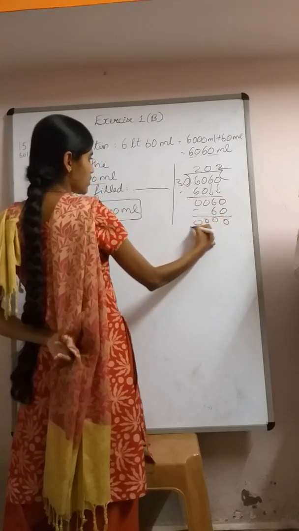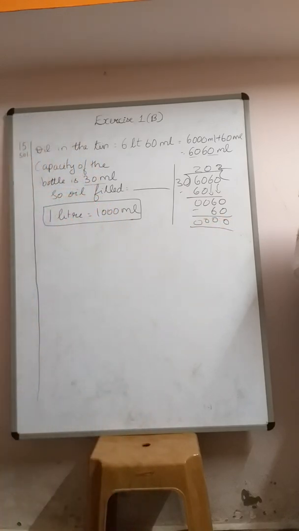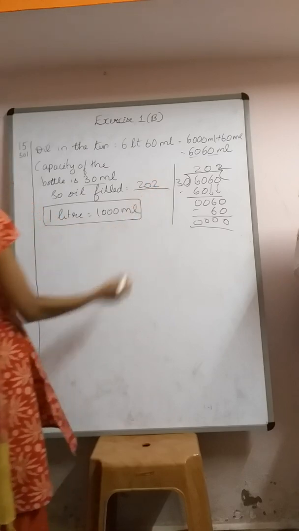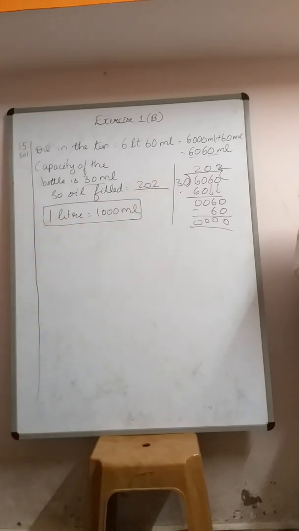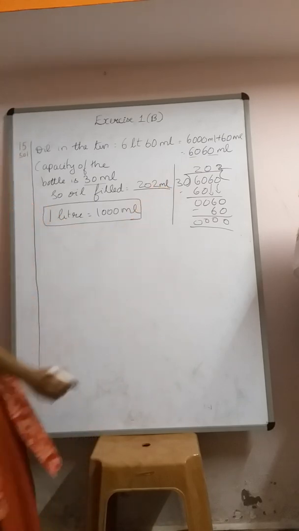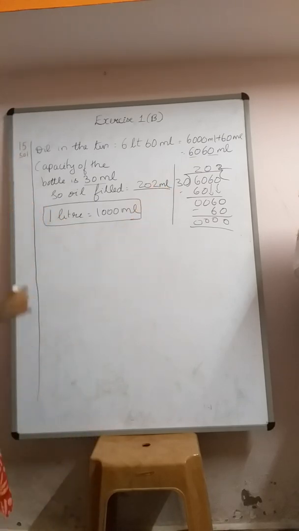So what is the answer we got? Yes, did we get the answer? 22. So capacity of the bottle is 30 milliliter. So oil filled. What will be the oil filled? If the capacity of the bottle is 30 milliliter. Okay. So milliliter. Fine. Now let us move to the 16th question.